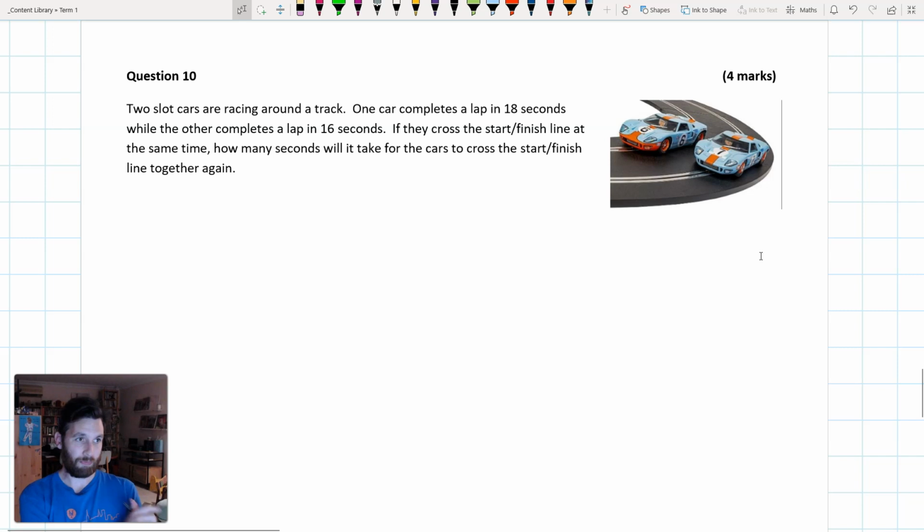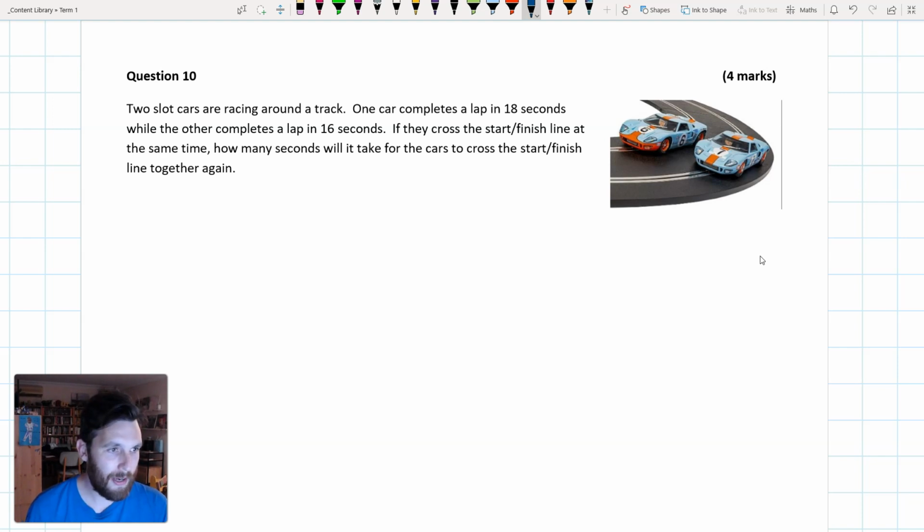Okay, last question. Thanks for sticking with the video. So 2 slot cars, which is kind of like scale electrics, are racing around a track. One car completes a lap in 18 seconds and the other completes a lap in 16 seconds. If they cross the start-finish line at the same time, how many seconds will it take for the cars to cross the start-finish line together again?